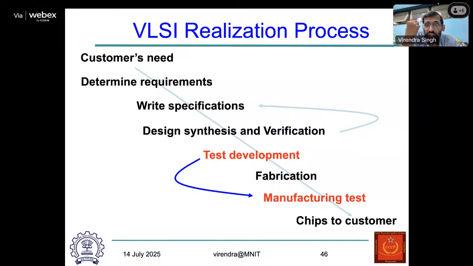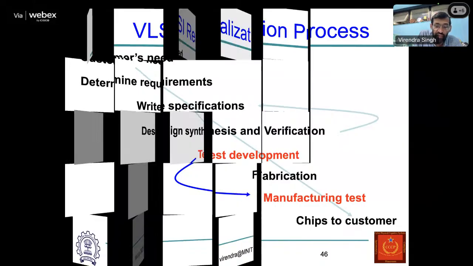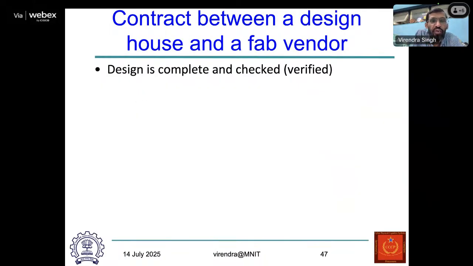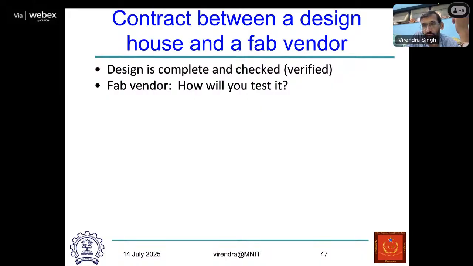Foundry people will invariably ask you how you will test that particular chip. This is a typical conversation that goes on between a designer or design house and a manufacturing fab. For example, you go to TSMC and say, here I want to manufacture this particular design. My design is complete. I have checked and verified my design all through. It works correctly, and now I want to get it manufactured. Now the fab vendor says, how will you test this particular device?